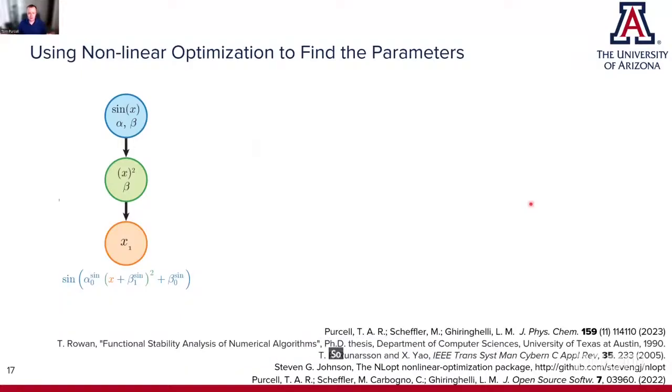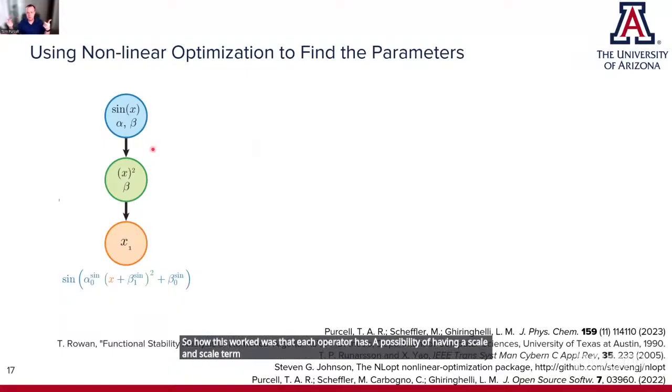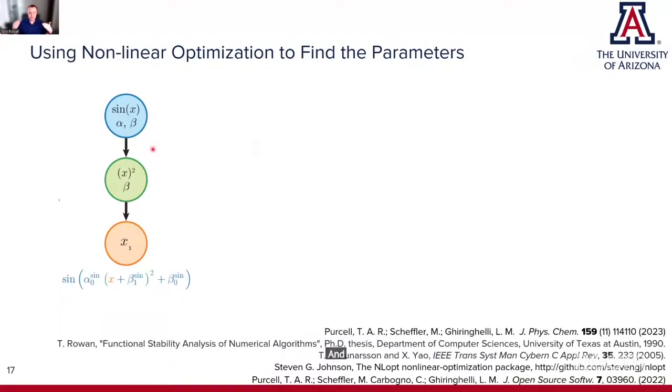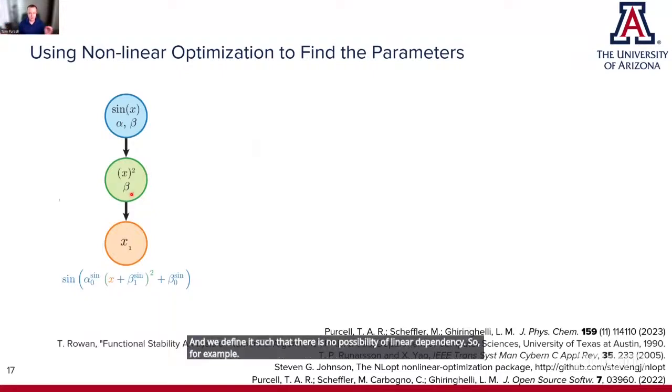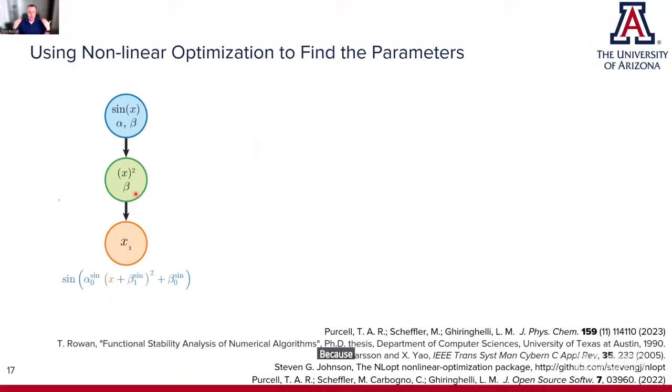So how this works is that each operator has a possibility of having a scale term alpha and a shift term beta. And we define it such that there is no possibility of linear dependency. So for example, for the square term, we only have beta, because alpha times (x plus beta) squared is essentially the same as, or can be mapped onto, alpha x squared plus beta. So we don't necessarily include all possible features.